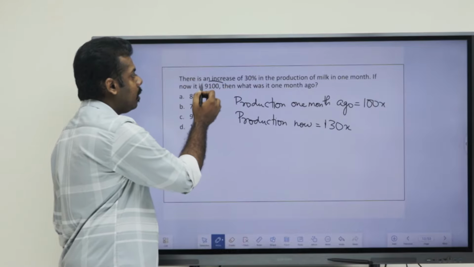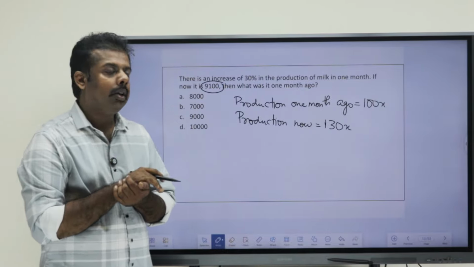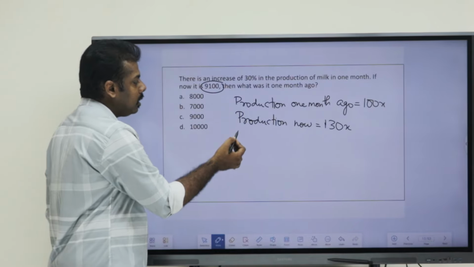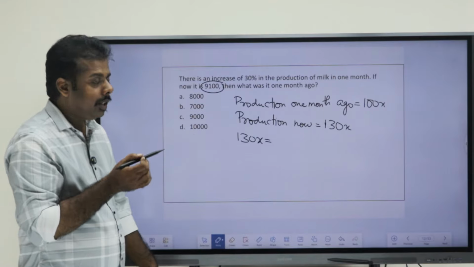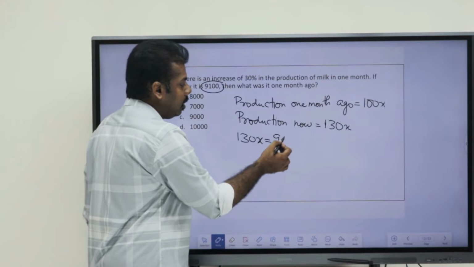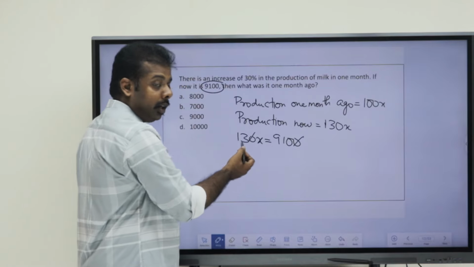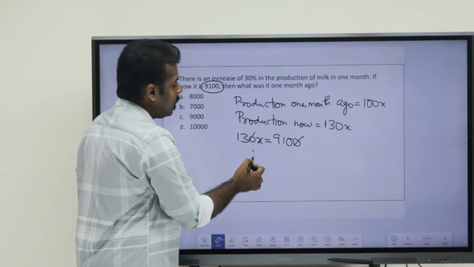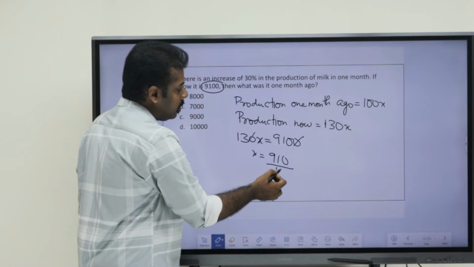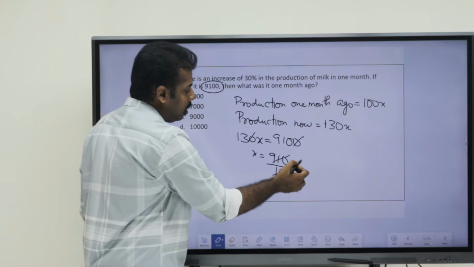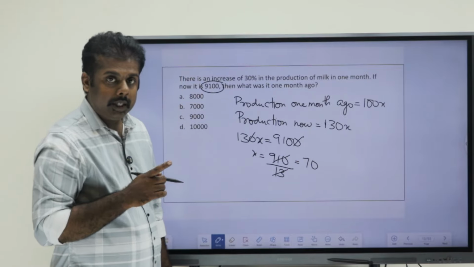Now his production is, as we assumed, 130x, but what is being said in the question? His production has become what? 9100. So, just compare both the values. If we are comparing it, we can say that 130x is equal to what? Yeah, 130x is equal to 9100. Now, if we are solving it, 10 is common. Taking this 13 to that side will give us x is equal to what? 910 by 13. If we are cancelling it out, you are going to get the value of x as 70. So, value of x is 70.